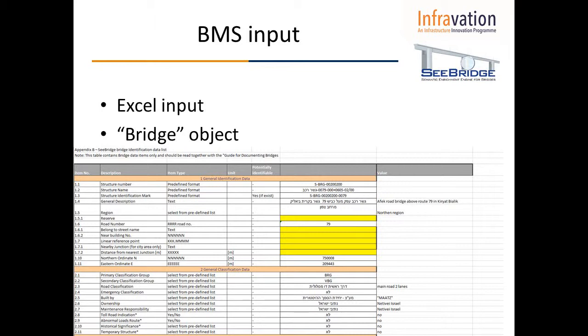Another input that we can have is an Excel file with information from the bridge management system. This is an example of how it looks. We used input from the Israeli BMS via Excel file. The additional information we save in the conceptual object IFC building. Then we can refer to it inside C-Bridge as a bridge object.